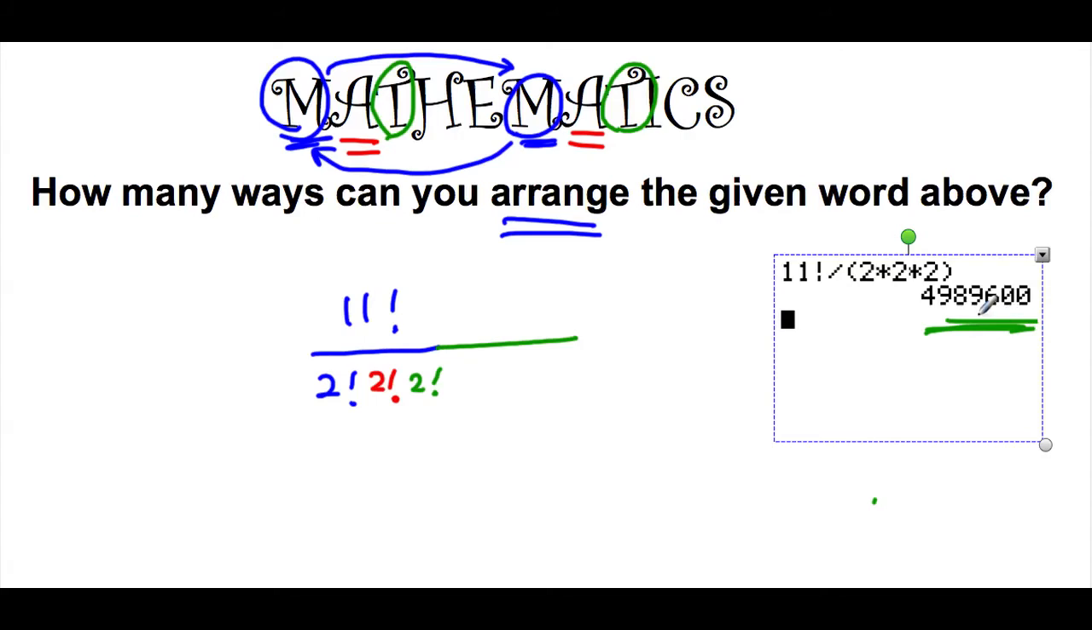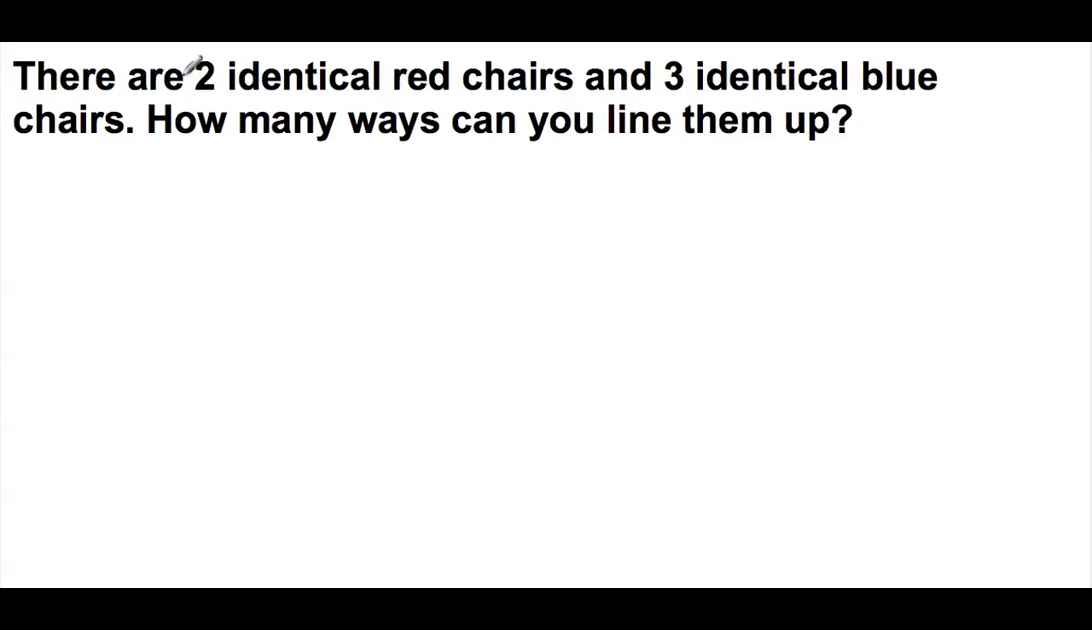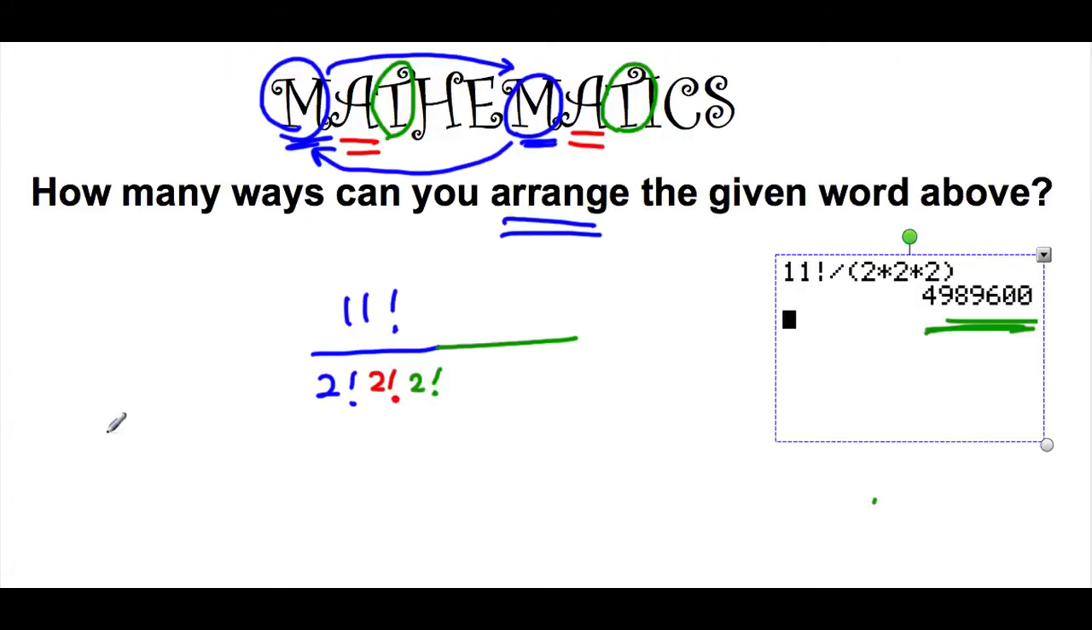Alright, then let's look at the next one. There are 2 identical red chairs and 3 identical blue chairs. How many ways can you line them up? Alright, so we have red, red, and blue, blue, blue. This question is somewhat similar to the earlier one, isn't it? We just have to calculate how many things there are and then divide by the repeating things, factorial.